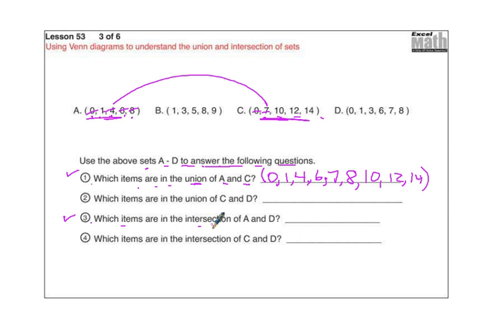Which items are in the intersection of A and D? Here's A, here's D. Intersection means it has to be in both. 0 is in both A and D. Is 1 in both? Yes, it is, so we put a 1 there. How about 4? No, there's no 4 over here. How about 6? Yep, there's a 6 in both sets. How about 8? Yes, there's an 8 in both sets. So the intersection of A and D are 0, 1, 6, and 8.